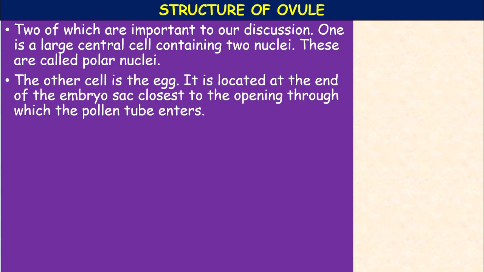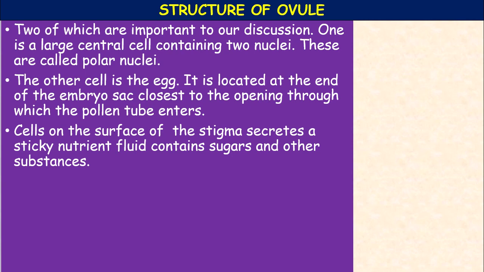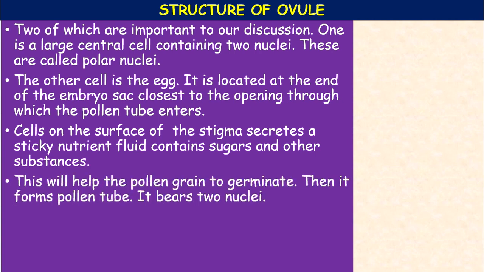The egg cell is located at the end of the embryo sac, closest to the opening through which the pollen tube enters. Or we can say nearby the mouth of the ovule there is an egg cell. The cells on the surface of the stigma secrete a sticky nutrient fluid, containing sugars and other substances. This will help the pollen grain to germinate. Then it forms a long pollen tube.